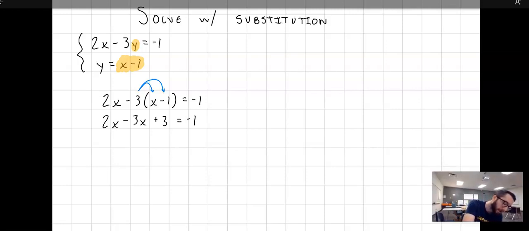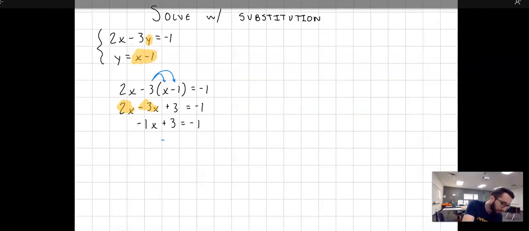Combining like terms, I have 2x minus 3x. That makes negative 1x plus 3 equals negative 1. So this is now a two-step equation. I will subtract 3 from both sides. That cancels out. So I know negative 1x equals negative 1 minus 3, which is negative 4. And so now I'm going to divide each side by negative 1. That cancels out. So x equals 4.